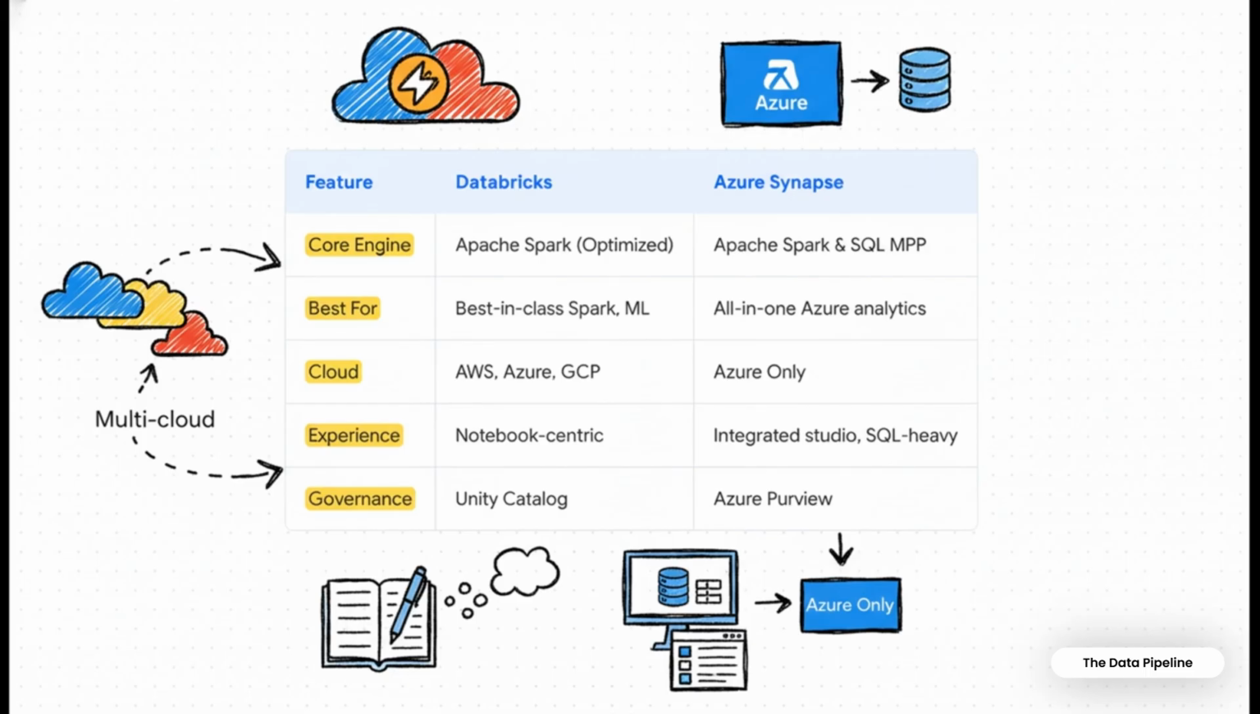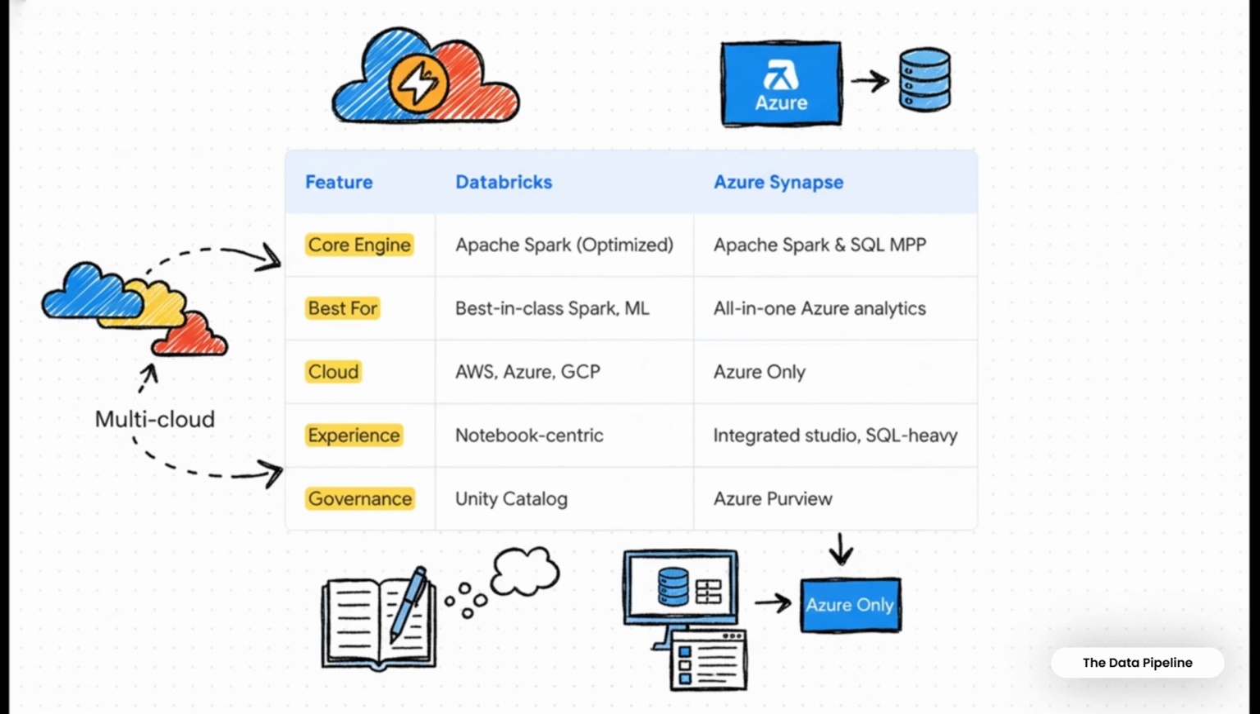Okay, so what's it best for? You go with Databricks when you need that top-tier, best-in-class Spark and machine learning experience, especially if you need to work across different clouds. You pick Synapse when you're already deeply committed to the Azure world. And that brings us to the biggest difference, cloud strategy. Databricks is multi-cloud, AWS, Azure, GCP. Synapse is Azure only, simple as that.